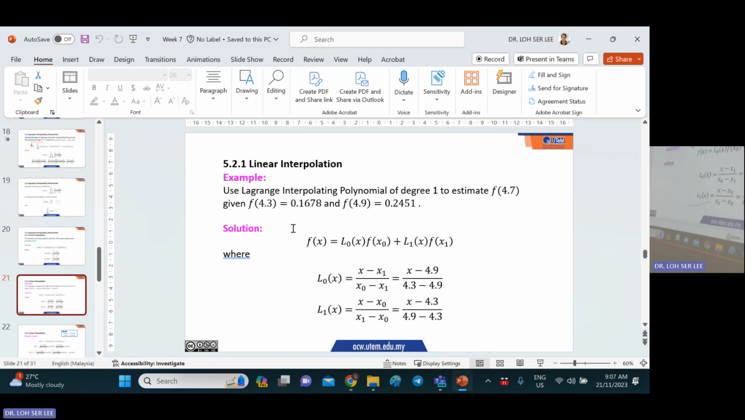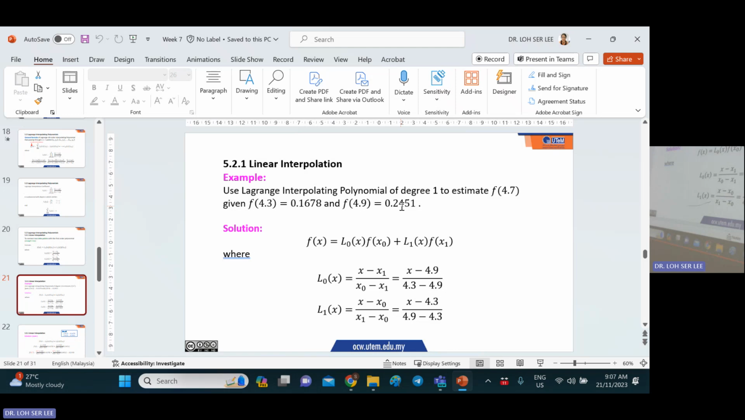Use a Lagrange interpolating polynomial of degree 1. Degree 1 means 2 points. So that's why you see these 2 points. This is x, this is y. When x is 4.3, your y is 0.1678. This is another point, x and y.